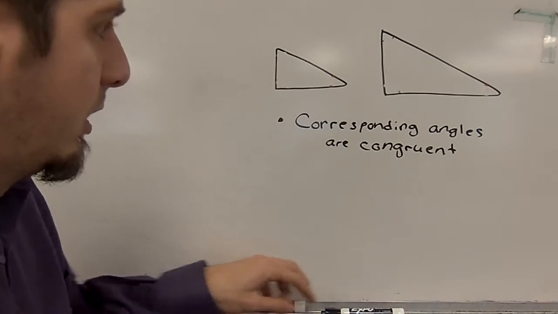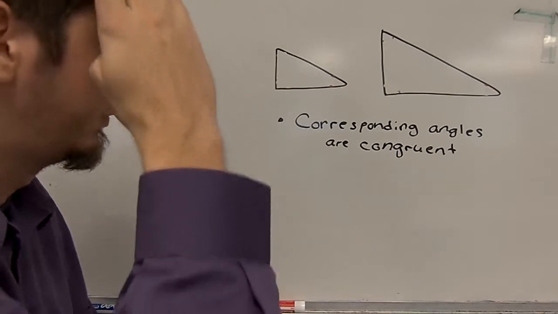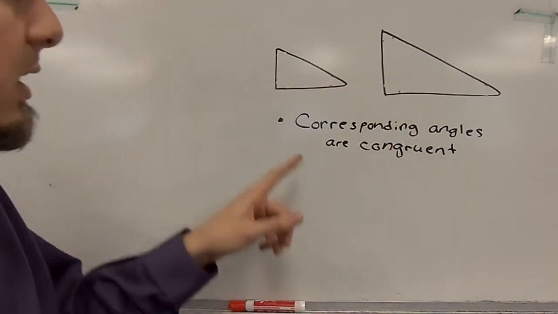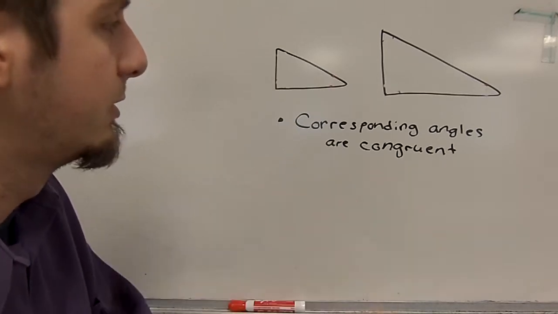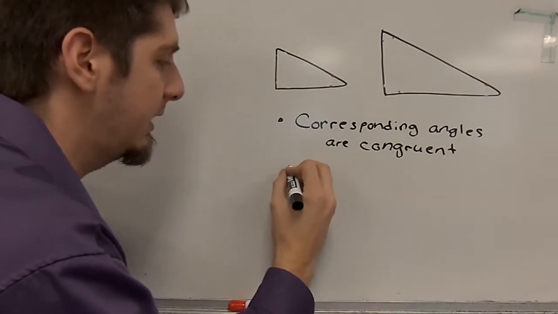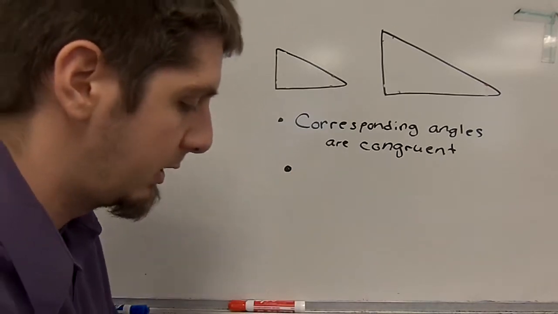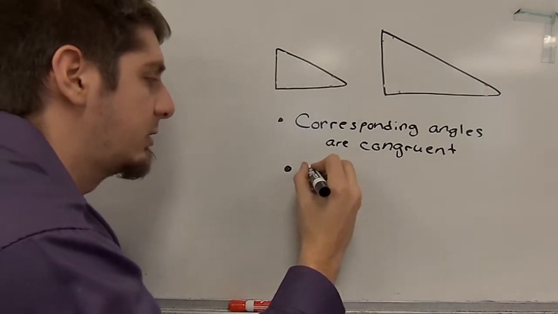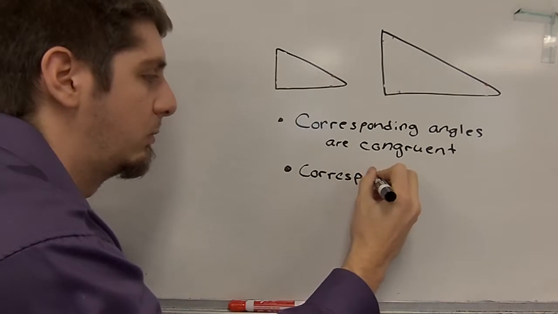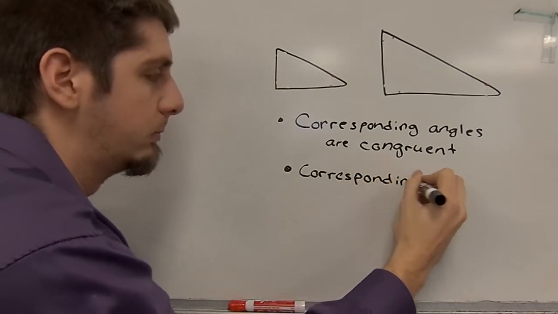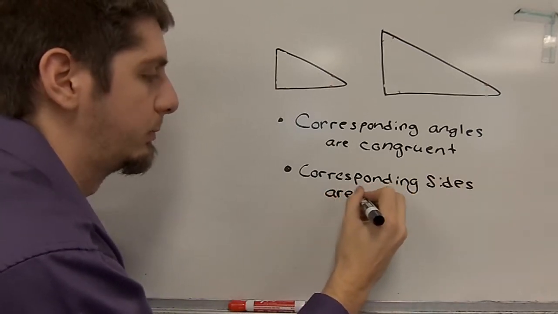So first things first, their corresponding angles are congruent. That's number one about similar figures. So same shape, different sizes, and their corresponding angles are congruent, or in other words, the corresponding angles are the same size. The second thing that you need to know, and this is probably one of the most important things about similar figures, is that their corresponding sides are proportional.